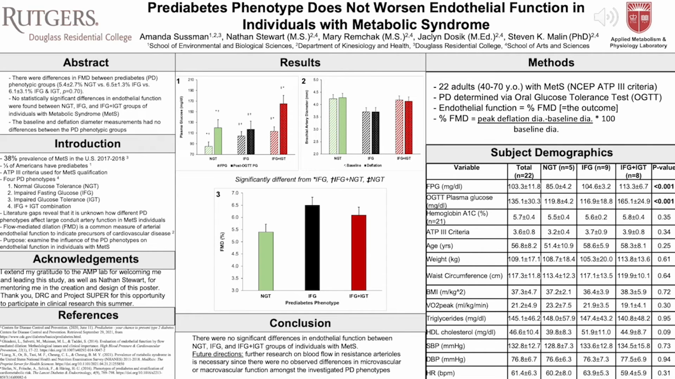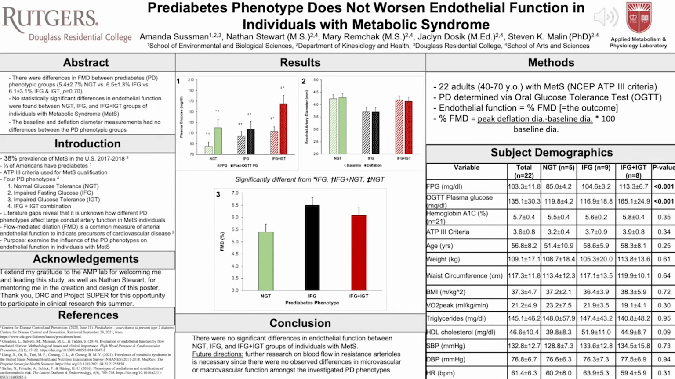Overall, the primary outcome is that there were no significant differences in endothelial function between prediabetes phenotypes and individuals with metabolic syndrome. Based on this data, we can assume that prediabetes phenotype does not worsen endothelial function in folks with metabolic syndrome.